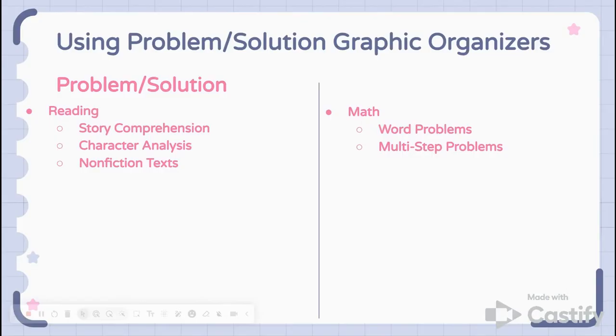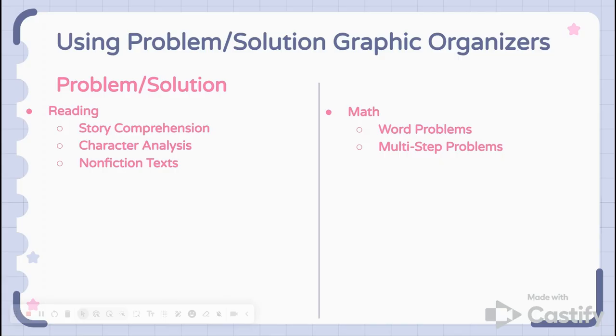Some ways of using problem and solution chart graphic organizers are: maybe in reading for story comprehension. After reading Charlotte's Web, identify Wilbur's problem, being sold, and Charlotte's solution, writing some pig. Or maybe in character analysis with the Three Little Pigs, map the wolf's problem, the house blowing down, and the pig's solution, building stronger homes.